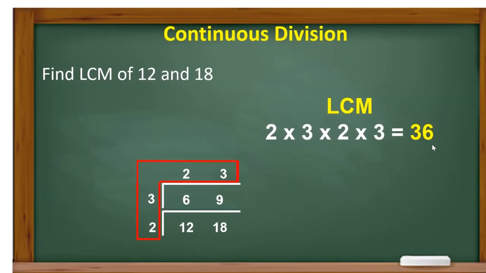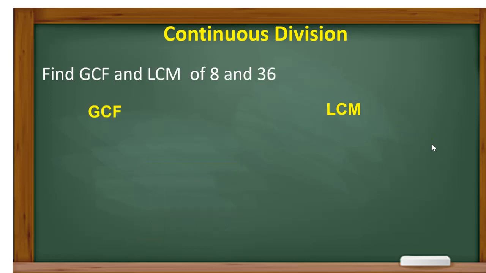Which is the easiest way for you in getting the LCM? Correct. It is continuous division. Let us have another example in getting the GCF and LCM of two given numbers using continuous division.